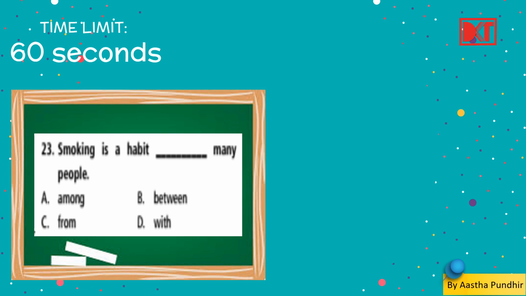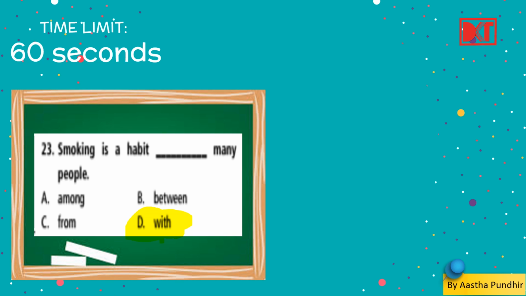All right, now next. Smoking is a habit dash many people. Among many people, between many people, from many people, or D, with many people. So here the correct answer is with many people. Now with actually talks about togetherness. So this habit kind of belongs to whom? Belongs to many people. So it is a habit with many people.